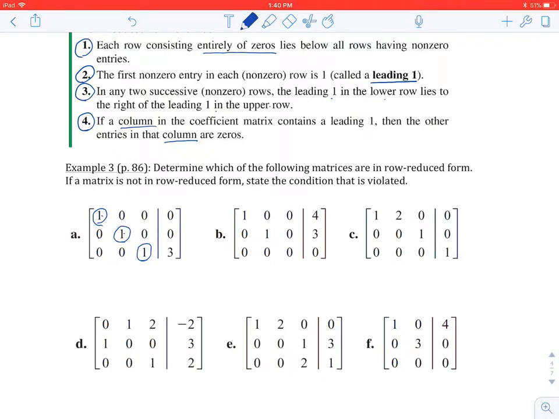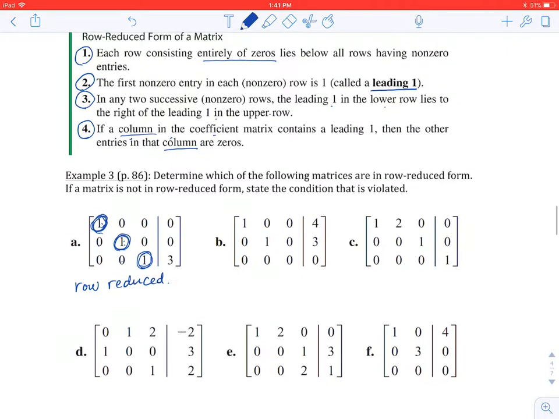So yes, we go down and to the right, down and to the right to get each one. And in the column of a coefficient matrix with the leading 1, like this one right here, everything above and below it is zeros. That's true of every single one of those circled ones. Everything above and below each one of those is 0. So yes, this is row reduced.